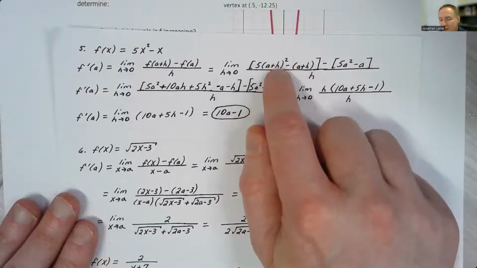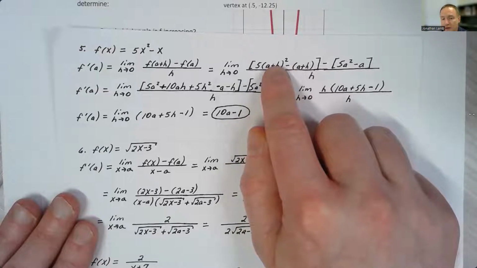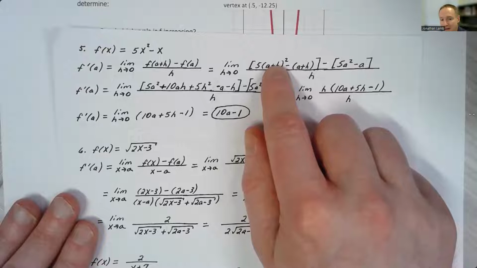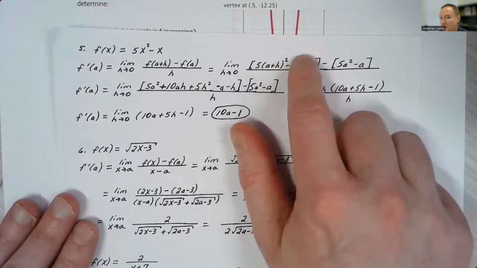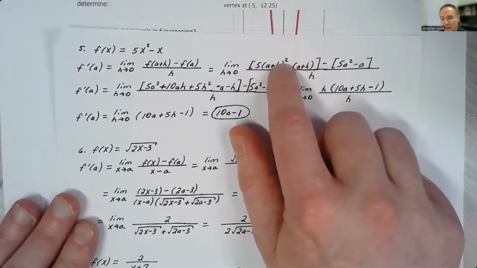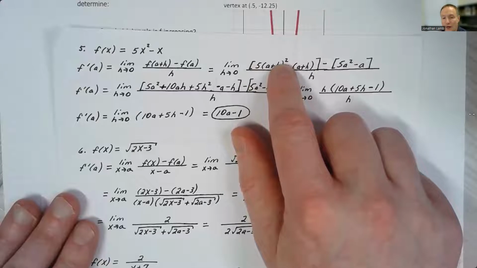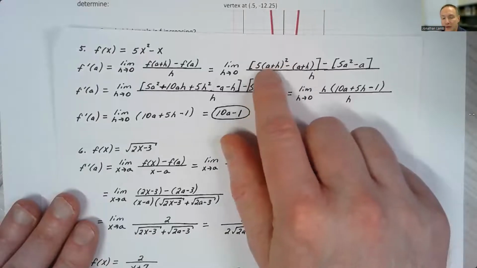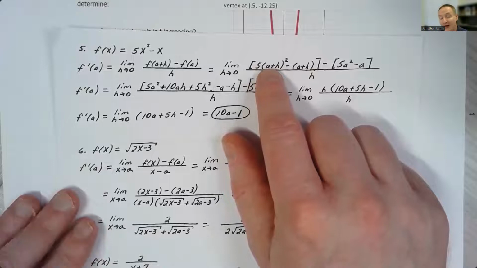A plus h squared, please remember, is a to the second plus 2ah plus h to the second. It's not just the square of the first term and the square of the second term. That's a bad algebra mistake I see made way too often. So if you need to FOIL out a plus h times a plus h on the side to get a squared plus 2ah plus h squared, please do that. So that's what I did.